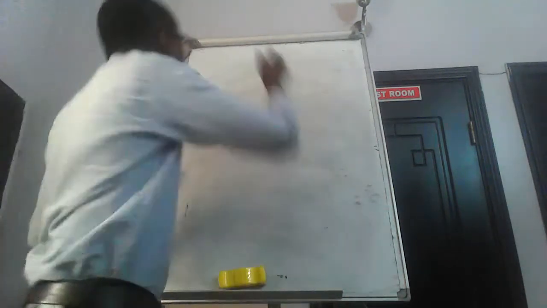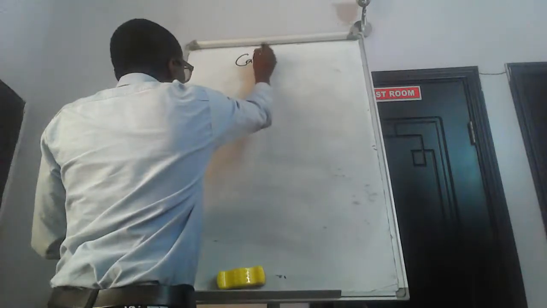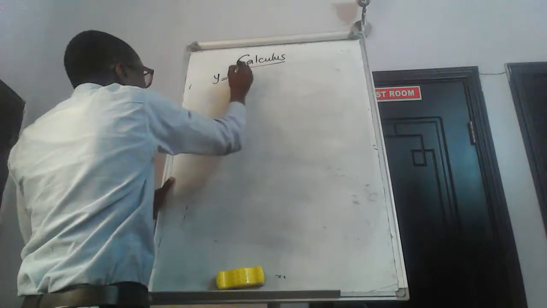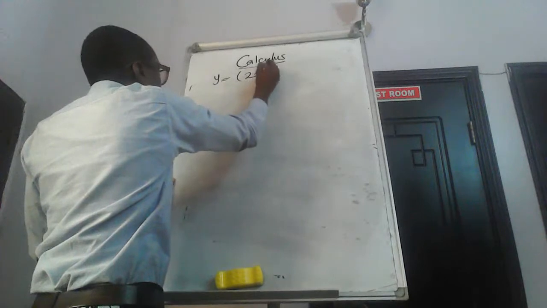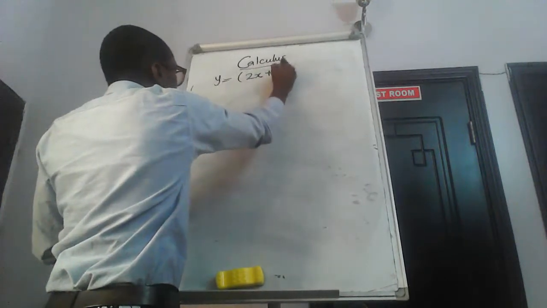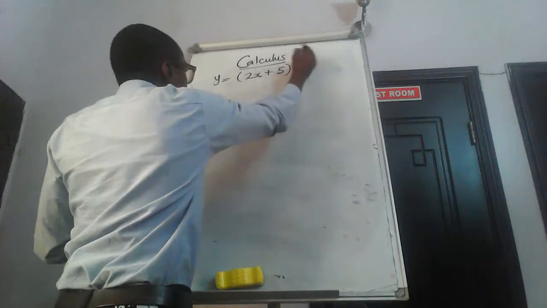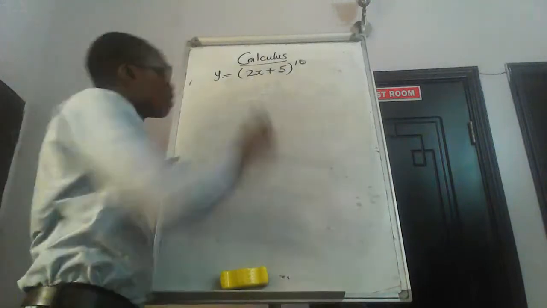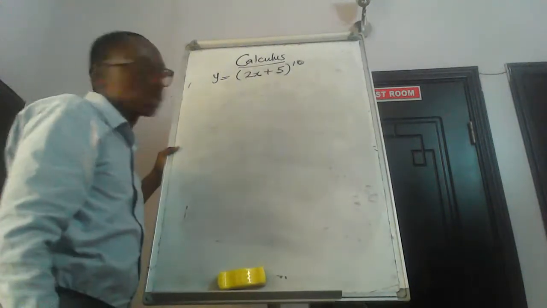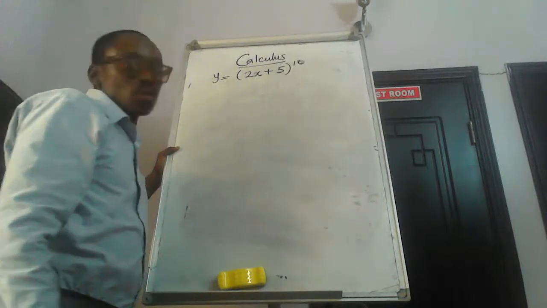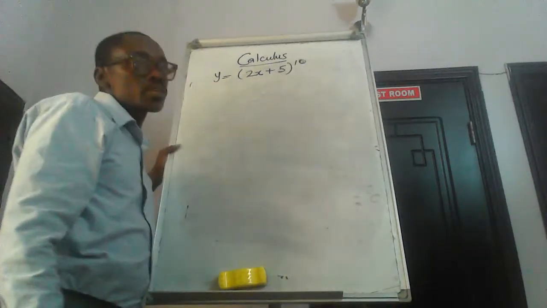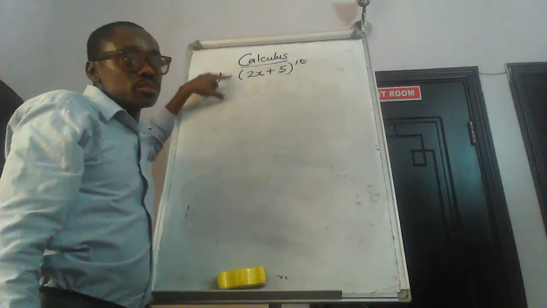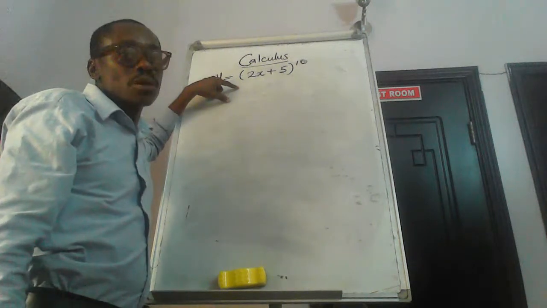For instance, let's look at a situation where you have a function y equals (2x + 5) raised to power 10. When you have a function of y equals (2x + 5) in bracket raised to power 10, if you are asked to differentiate this function with respect to x, how do you go about it?